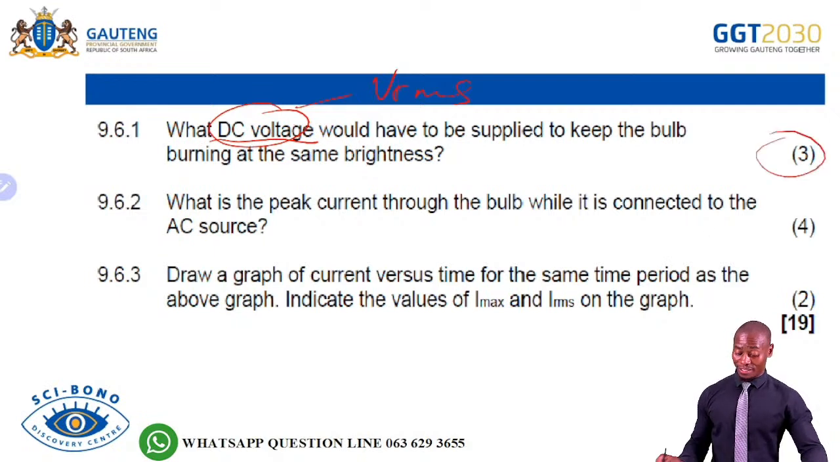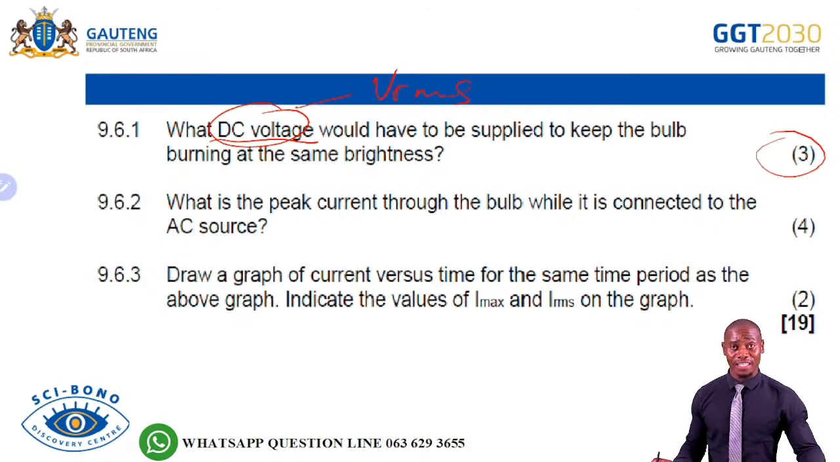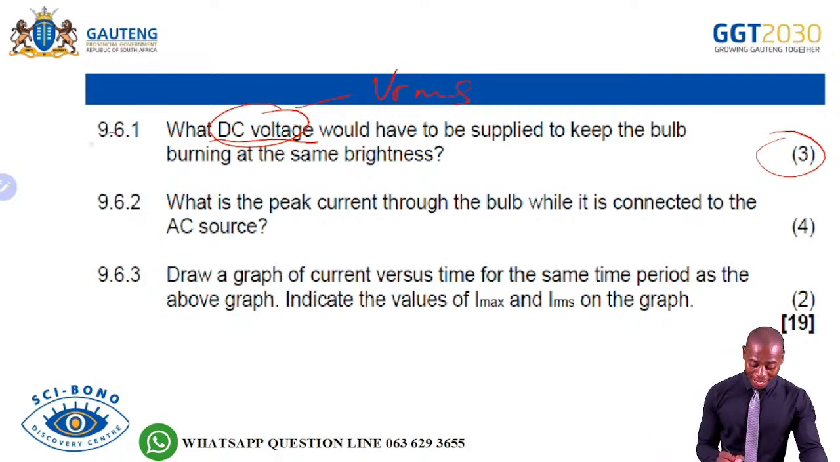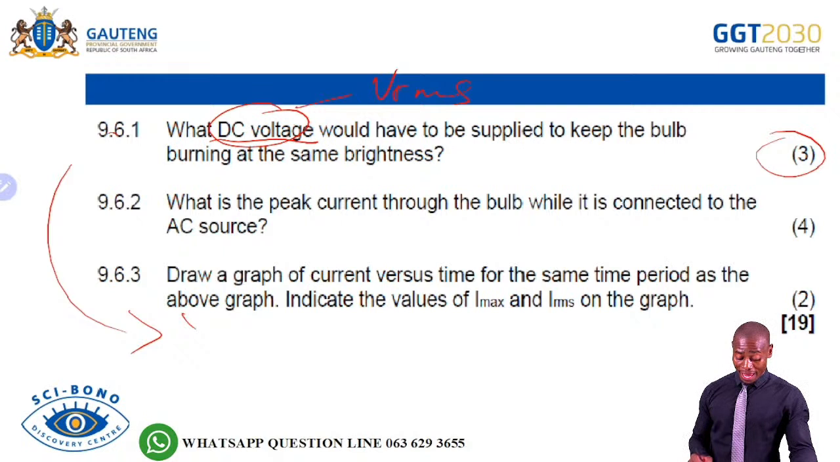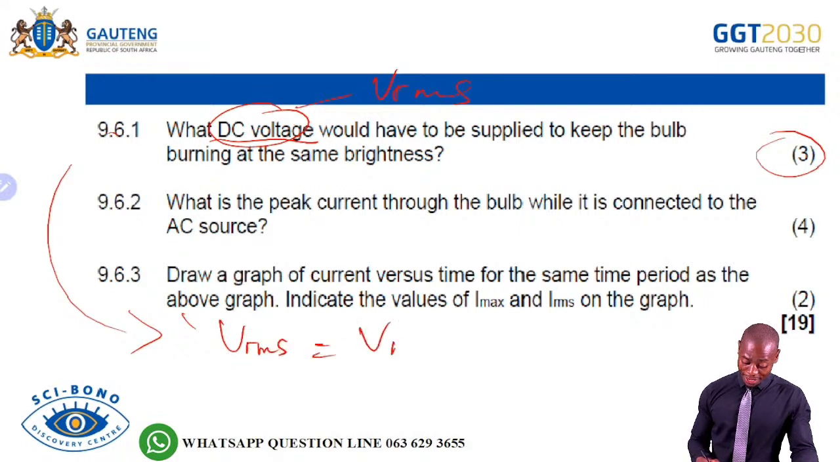That is why there you see 3 marks there. So if you are just going to write that 17 volts, 17 volts is not the root mean square voltage or the DC voltage. It is the maximum voltage. But we can use that to calculate the DC voltage or the root mean square voltage. And where do we get the equation? From the formula sheet or from the data sheet, which is given by root mean square voltage equals Vmax over root 2.